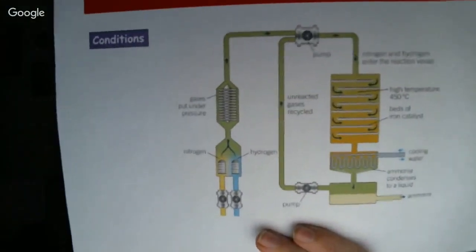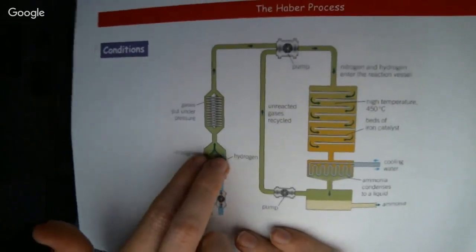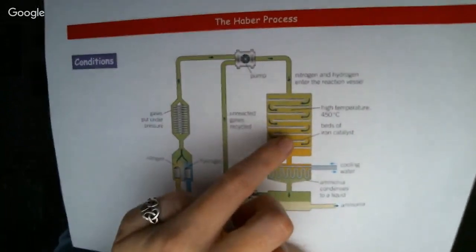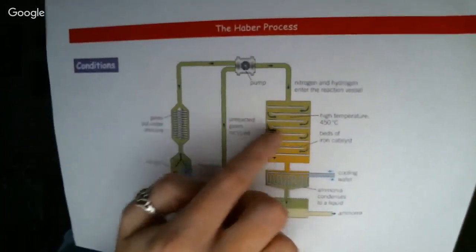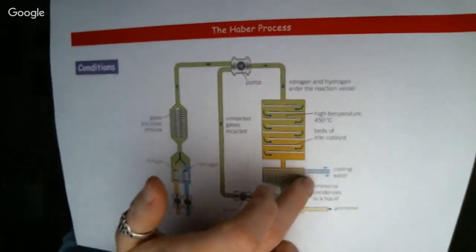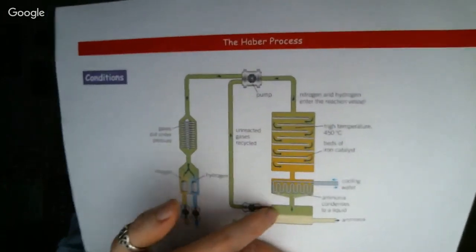In terms of our Haber process, hopefully this diagram looks familiar to you. So we start off with our nitrogen and hydrogen that's pumped in here, and we put them under high pressure. It's then pushed through into the reaction vessel, which has got these beds of an iron catalyst, and this is at 450 Celsius. And then it comes down to a cooling area where we then have our ammonia collecting at the bottom, and any unreacted gases, back they go. So what we can see there is the basis of our Haber process.